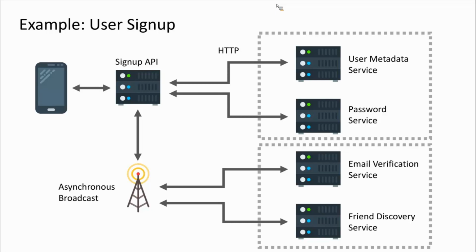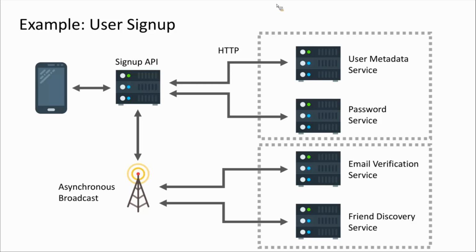So for example, I have user signup. I have a user that hits the signup API, which makes a couple different calls, both to a user metadata service and a password service. And then asynchronously, I have an email verification service and a friend discovery service. Neither of those second two, email verification and friend discovery, are necessary for my original signup, right? They don't have to happen immediately. But what does need to happen immediately is my user metadata and my password.